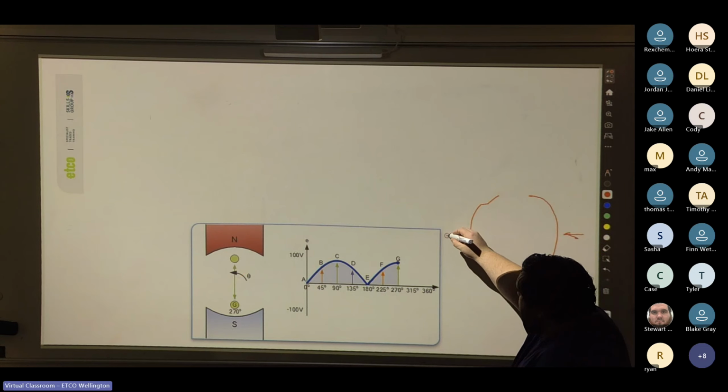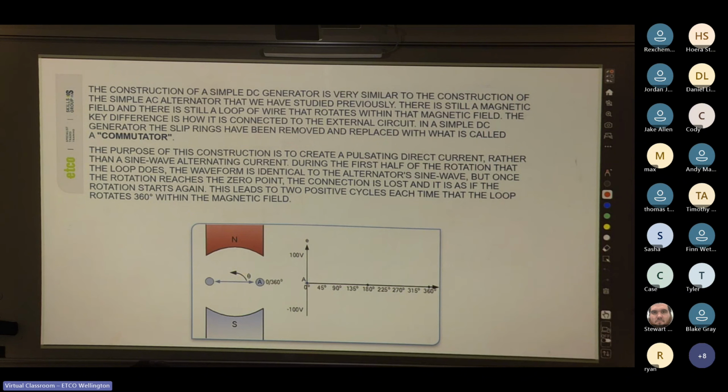A simple DC generator is very similar to a simple AC alternator. There is still a magnetic field and a loop of wire that rotates within it. The key difference is how it's connected to the external circuit. In a simple generator, the slip rings have been removed and replaced with what is called a commutator. That's what those two segments are. The purpose of this construction is to create a pulsating direct current rather than sine wave alternating current.